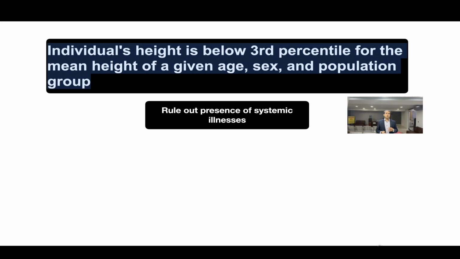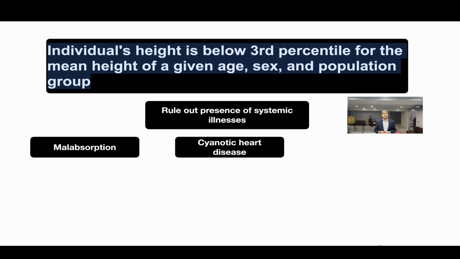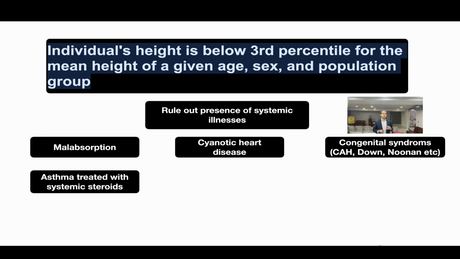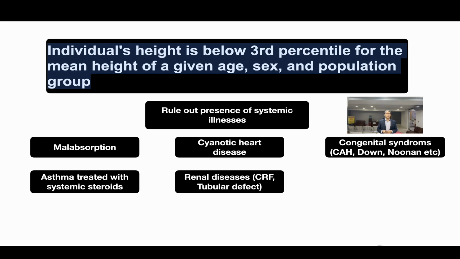Now if we proceed for the evaluation of dwarfism, we first rule out systemic illnesses. For example, patients with malabsorption remain short statured. Patients with congenital cyanotic heart diseases are small. Patients who have different congenital chromosomal syndromes like the Down syndrome, the Noonan syndrome, etc., have characteristic clinical appearances. And then we have patients who have asthma, which has been treated with systemic steroids. They may remain small, otherwise they attain normal heights.